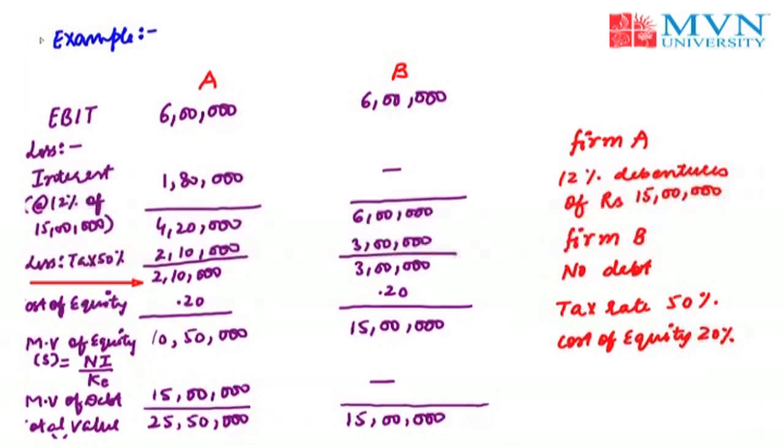Maybe the cost of capital of firm B is higher. So you can easily see that when more and more debt is involved in the total capital structure, the cost of capital decreases and the value of the firm increases.